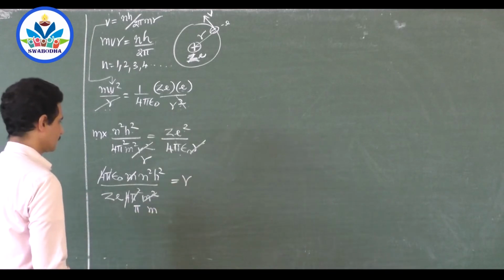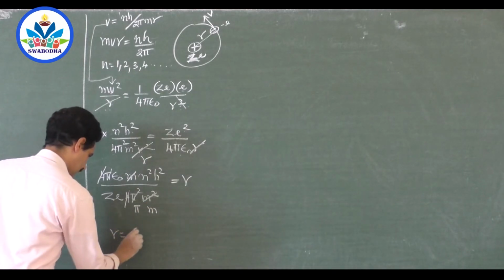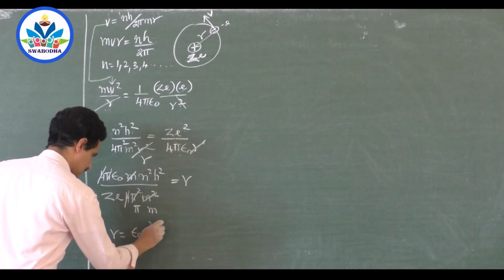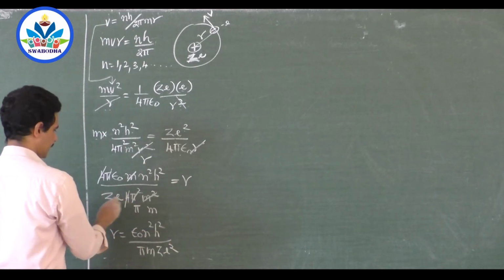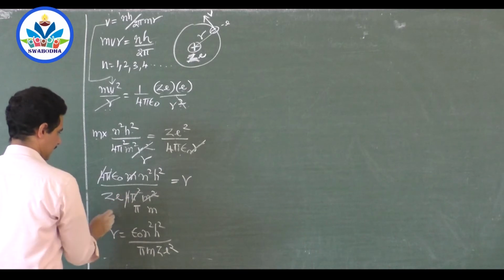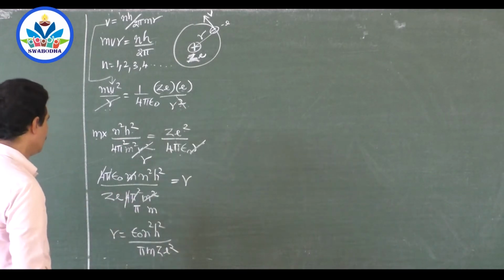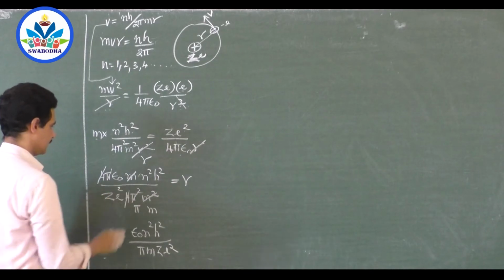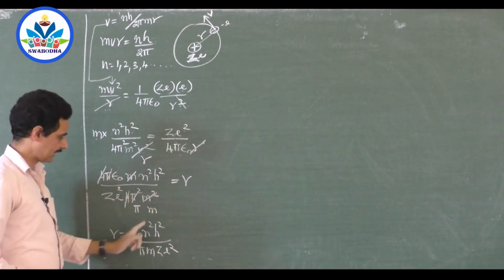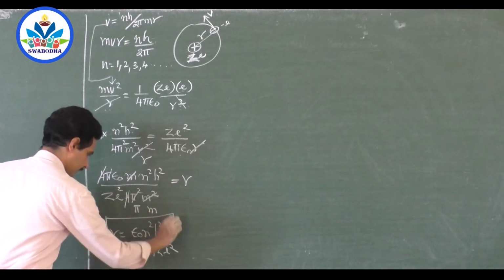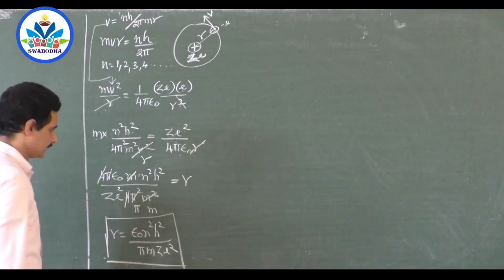So epsilon naught n square h square, that's what we want to get. Epsilon naught n square h square divided by pi m z e square. Correct? Pi m z e square. Z, where is e square? Z e square, yes. This z e square should come here, right? So epsilon naught n square h square divided by pi m z e square. So this is the radius of the circular path.